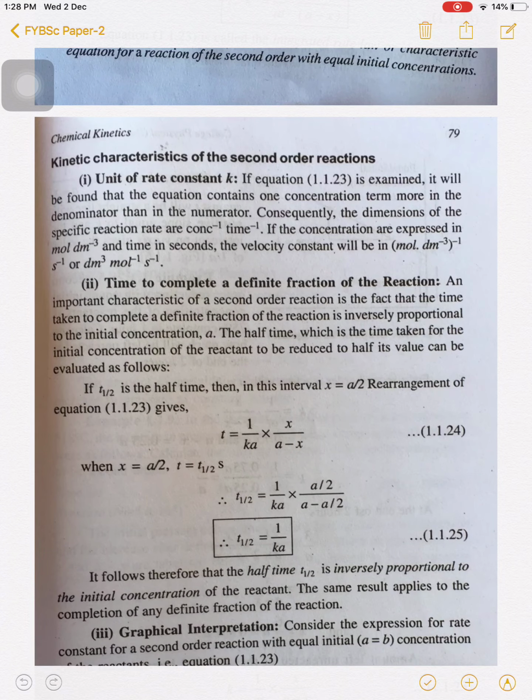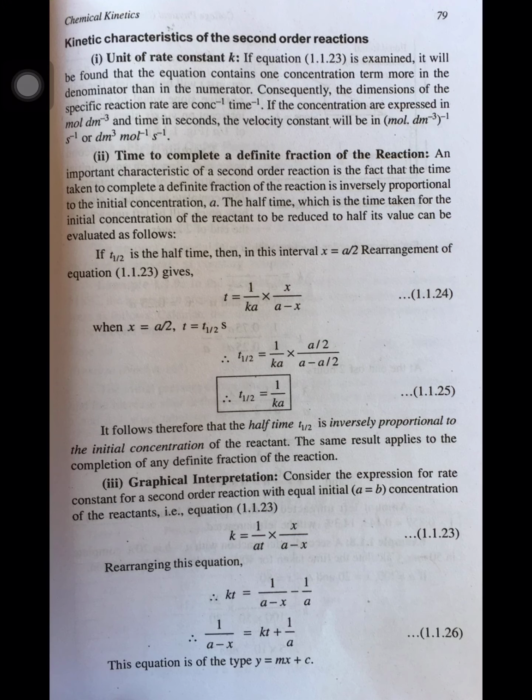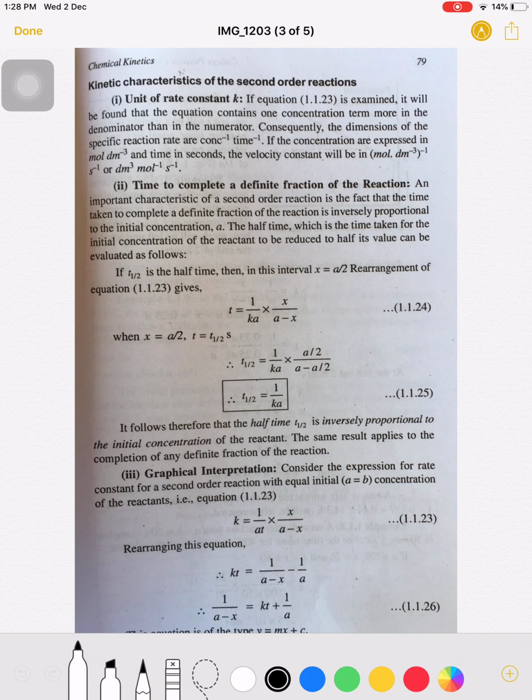So now we are going to study the kinetic characteristics of the second order reaction. In the last lecture we have seen the unit of k for the first order reaction is time inverse, or second inverse or minute inverse. So now for the second order reaction we will calculate here.